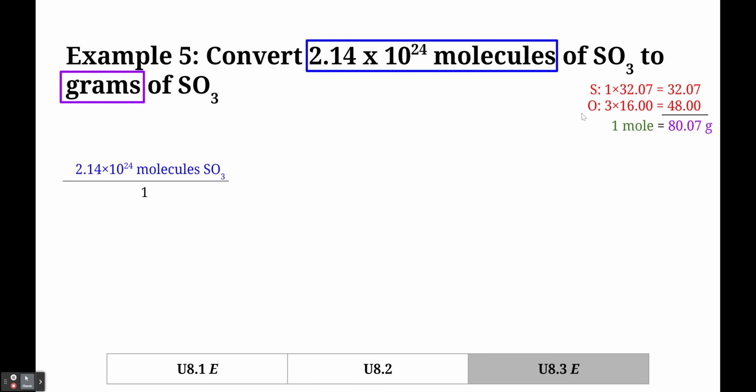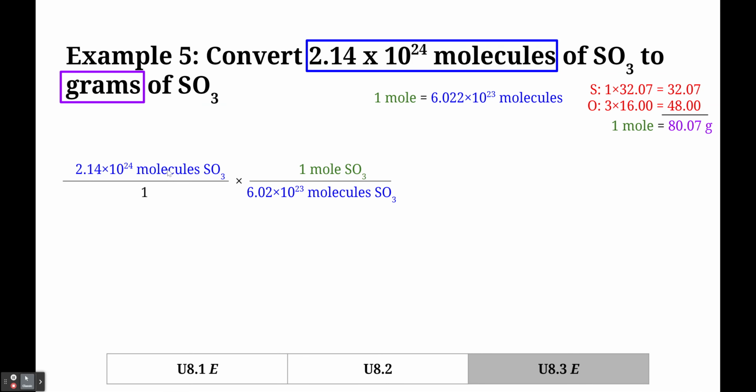So SO3, sulfur, has 32.07 for a mass. Oxygen, there are 3 of them for a total mass of 48. And that brings my compound's total mass, if I add them up, to 80.07. But again, remember, that's equal to 1 mole of this thing. And I don't know moles yet, I just know molecules. So we'll need a second conversion factor going from moles to molecules.